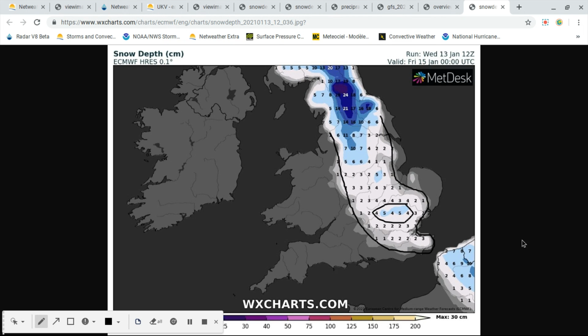It's really quite a nowcasting situation, which means you really don't know until you see what the radar's doing. The models have the low pressure system all over the place, around here, around here, around here, and we've got a very large spread, and it is very uncertain, but it does look like some areas of the southeast could see some snow.